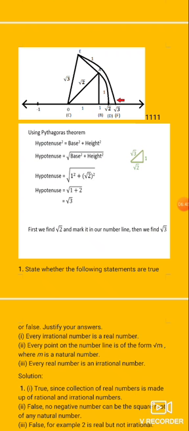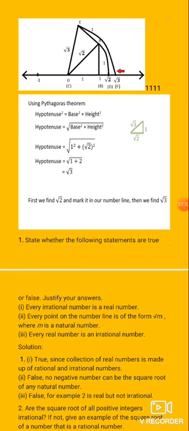Are real numbers. Second, every point on the number line is of the form root m, where m is a natural number. False. No negative number can be the square root of any natural number. If it is, what? A root 4. Is it possible? Not a negative number. Can you find a minus square root of minus 4? No.